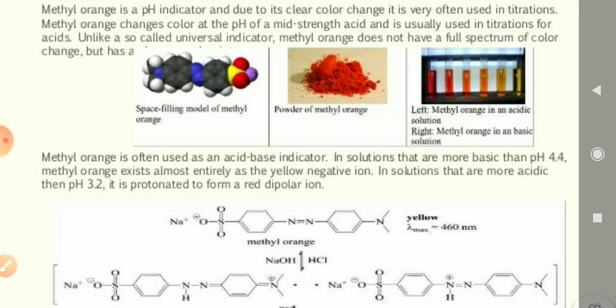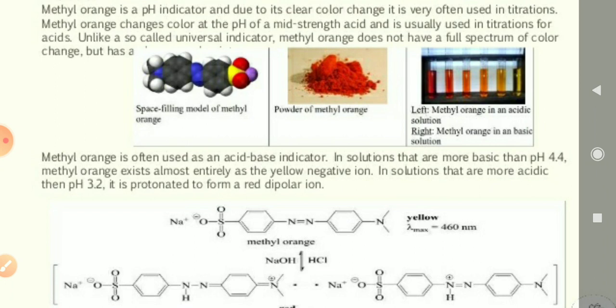Okay. This is the powder of the methyl orange, you can see here, and this is the left methyl orange in an acidic solution and right methyl orange in a basic solution. So it varies the color from the acidic and basic solution. The methyl orange is often used as an acid-base indicator in solutions that are more basic than pH 4.4. Methyl orange exists almost as the yellow negative ion in solutions that are more acidic than pH 3.2.